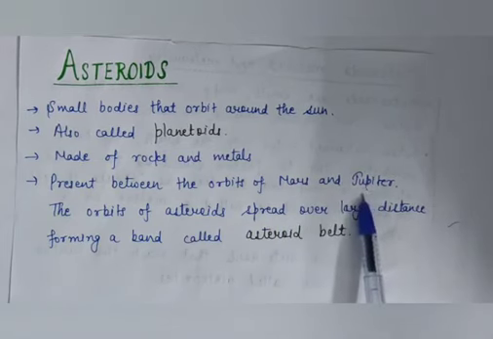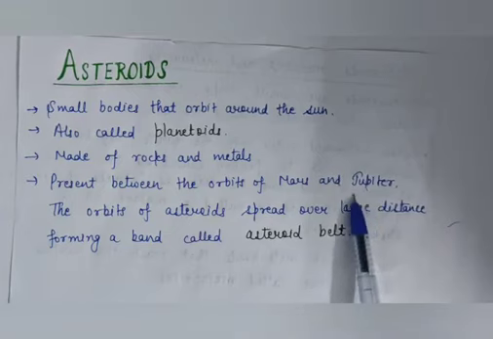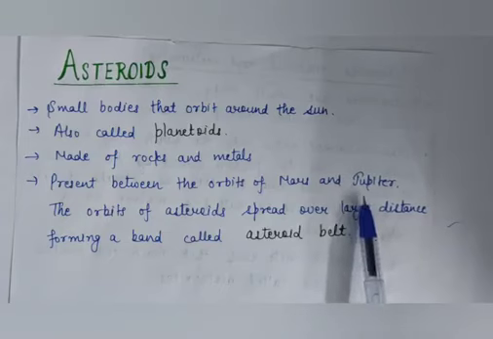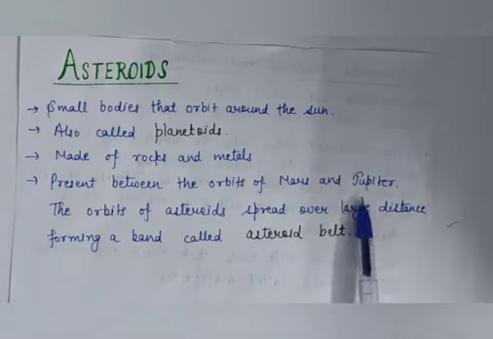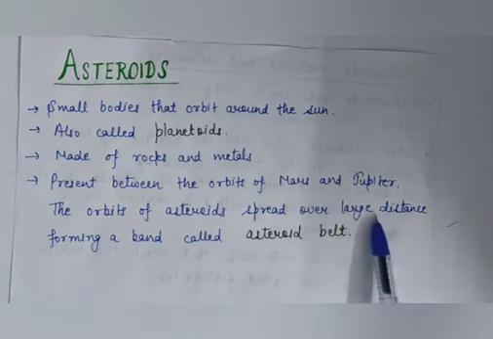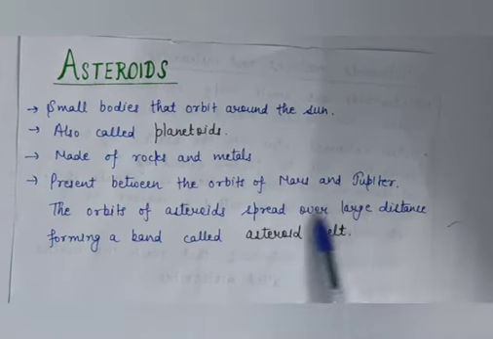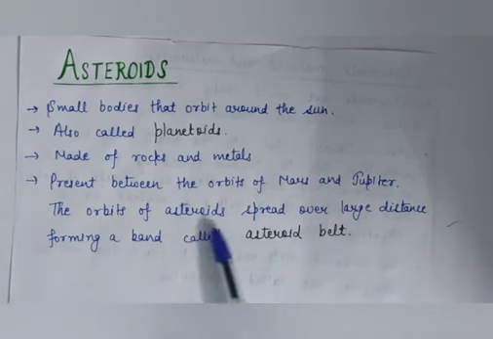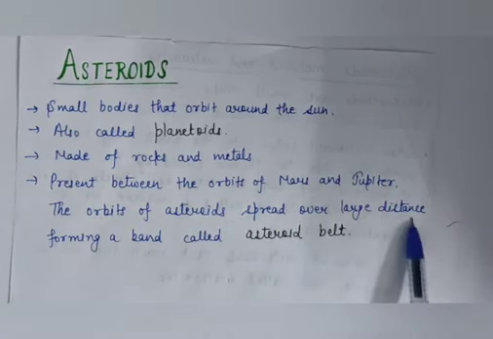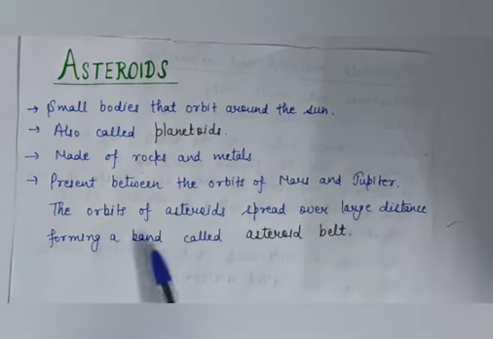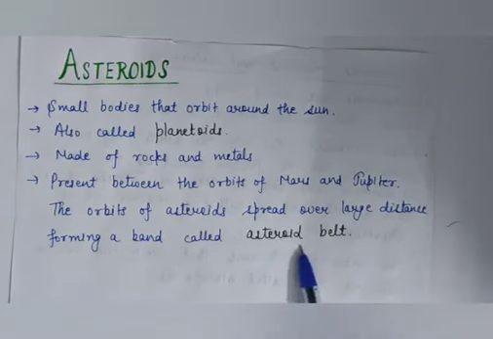Each asteroid has its own orbit. In fact, the orbits of asteroids are spread over a large distance, and they form a band. This band is called the asteroid belt.